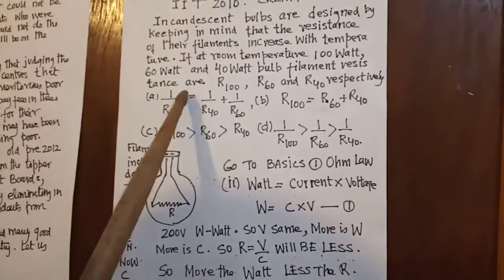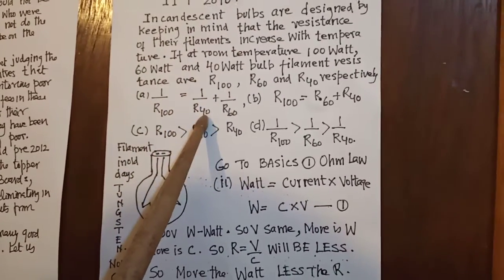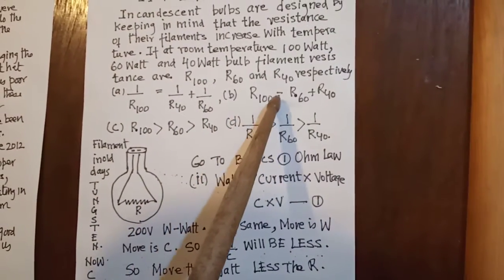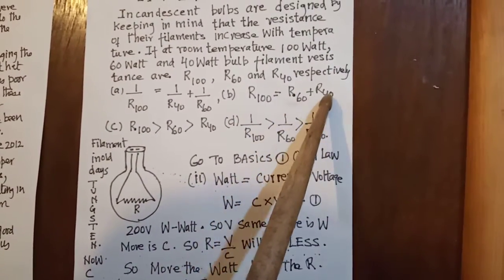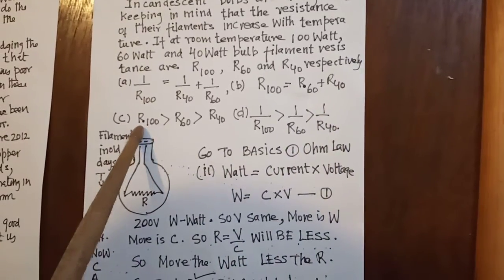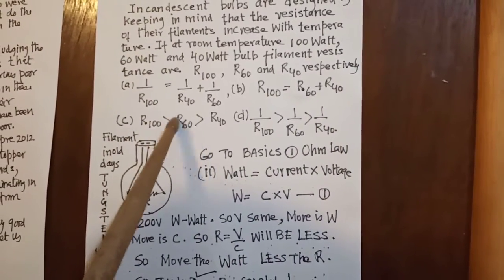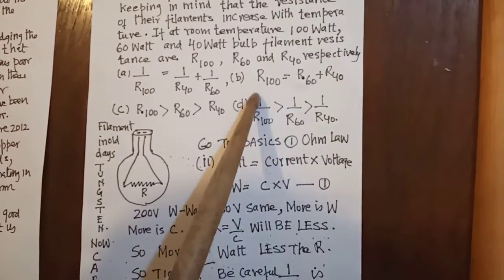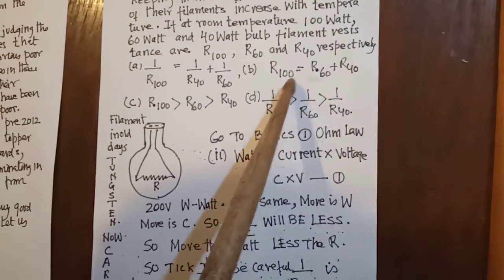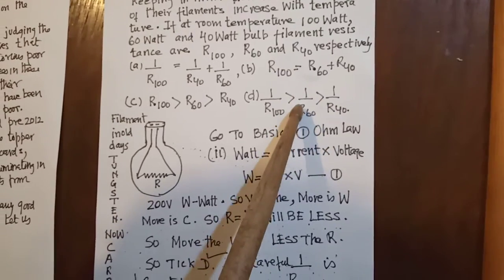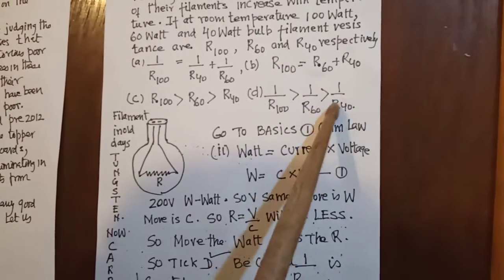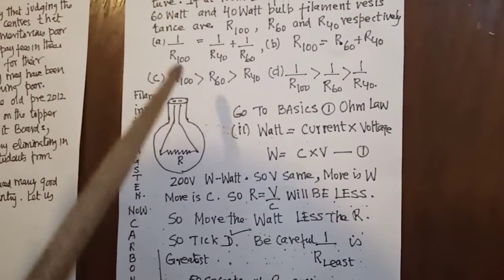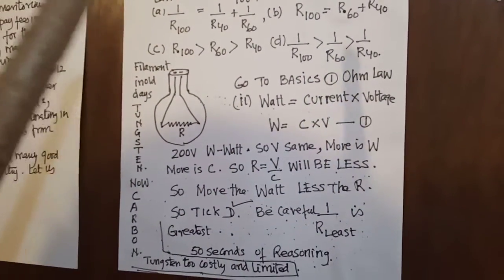A: 1 by R100 is equal to 1 by R40 plus 1 by R60. B: R100 is equal to R60 plus R40. C: R100 is greater than R60 is greater than R40. And D: 1 by R100 is greater than 1 by R60 and 1 by R40. So if you get this question, please remember only two facts.